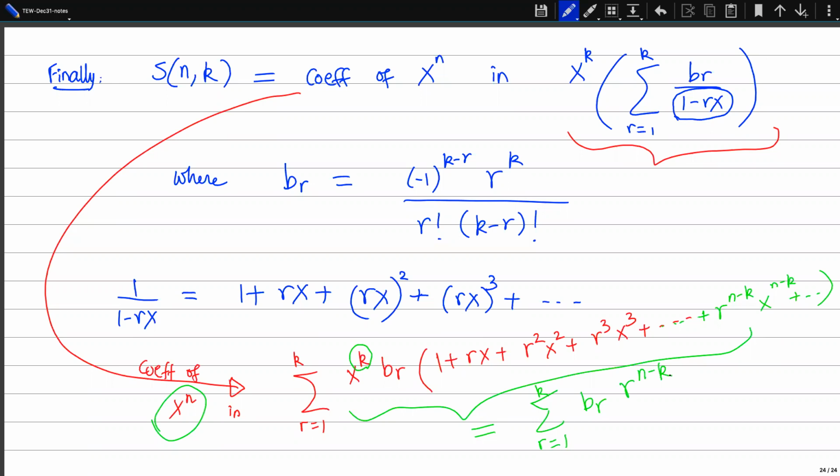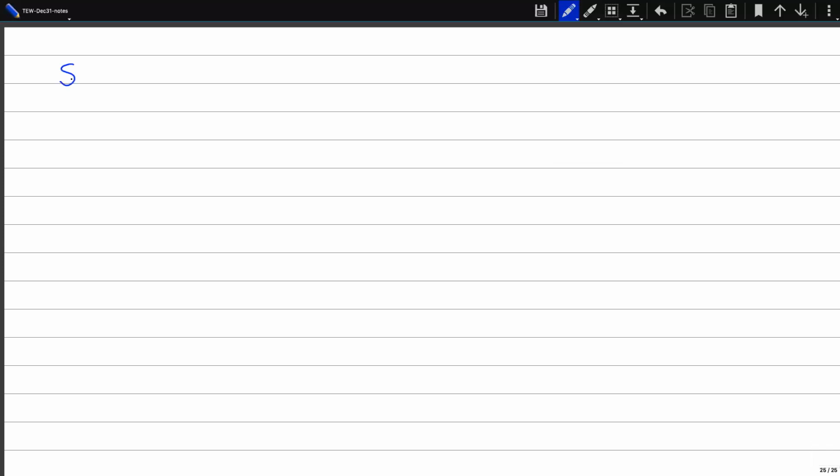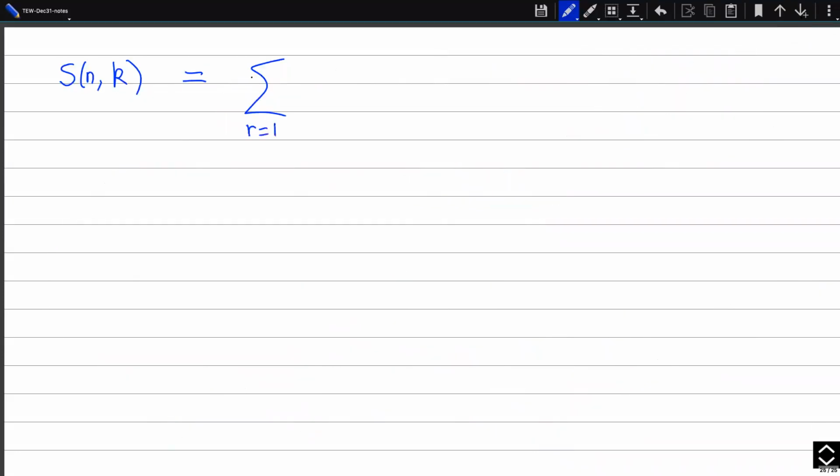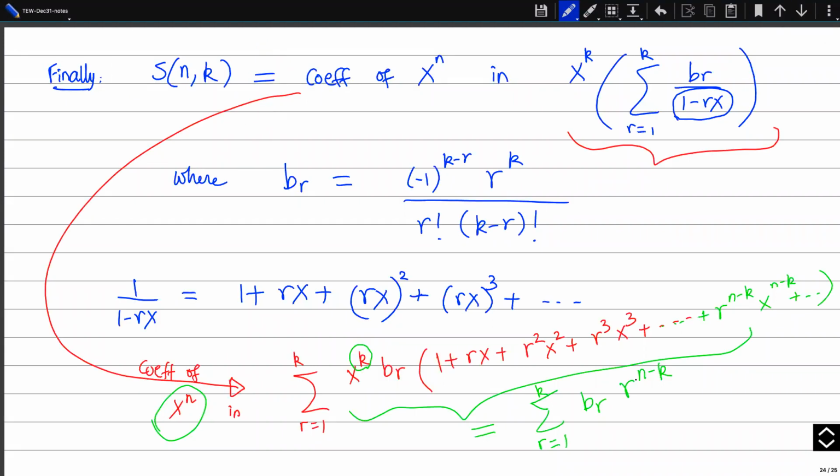Okay, so we know what br is. So we just now finally have to put the two together. So the final answer therefore becomes S n k, which is given as a summation, r going from 1 to k, of br into r power n minus k.